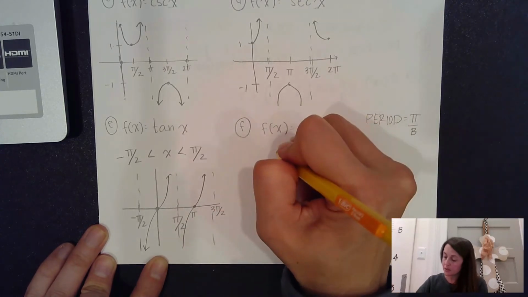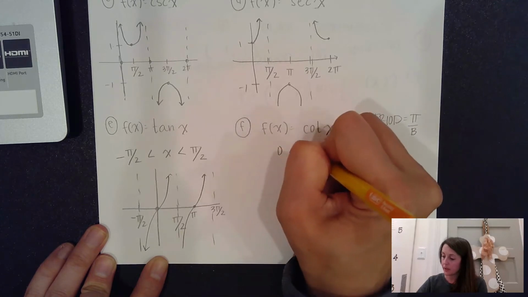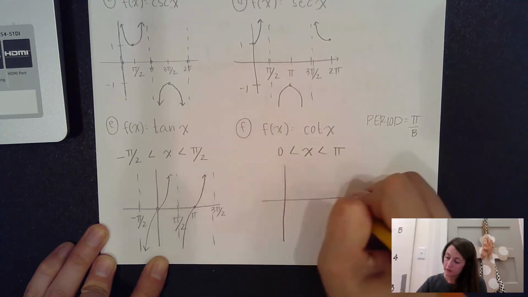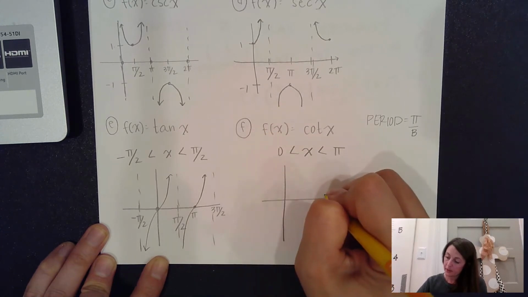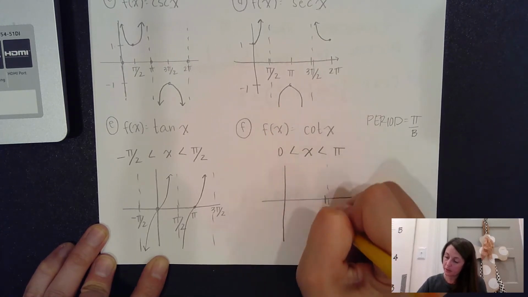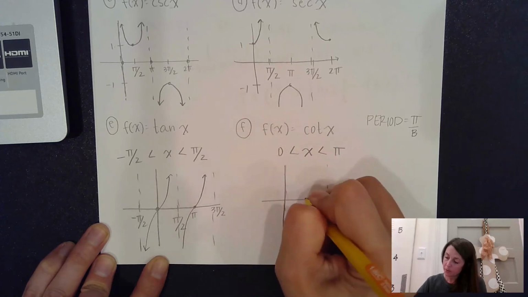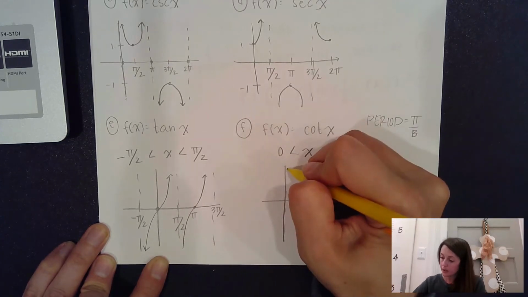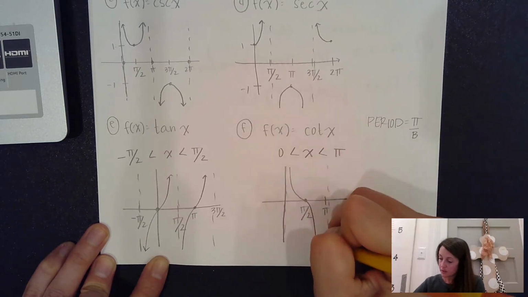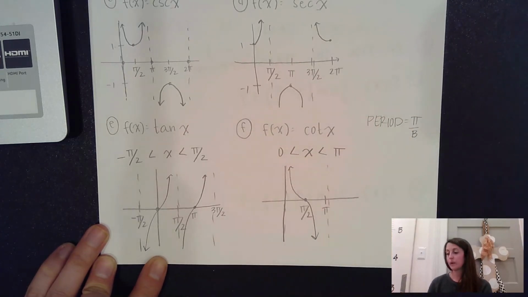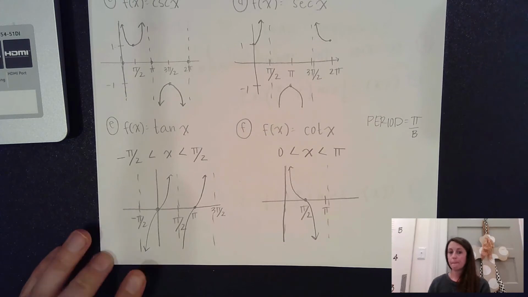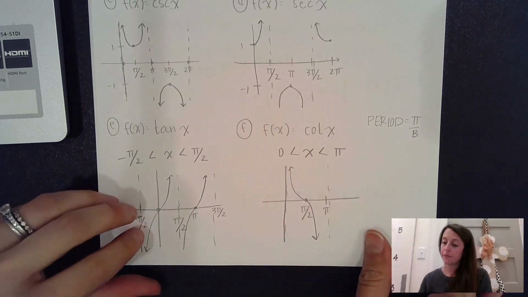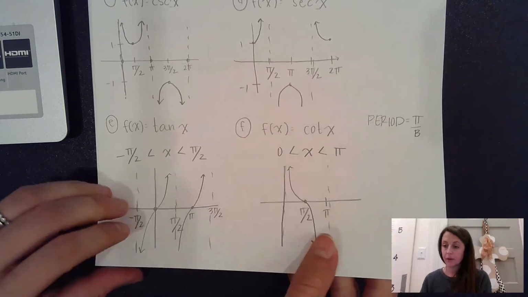Cotangent has asymptotes in between 0 and pi. Okay, so at 0 and pi, you will have an asymptote. And halfway in between there, you will have an x-intercept. Cotangent decreases normally. Okay, and then it continues following suit there. Okay, so remember graphing?